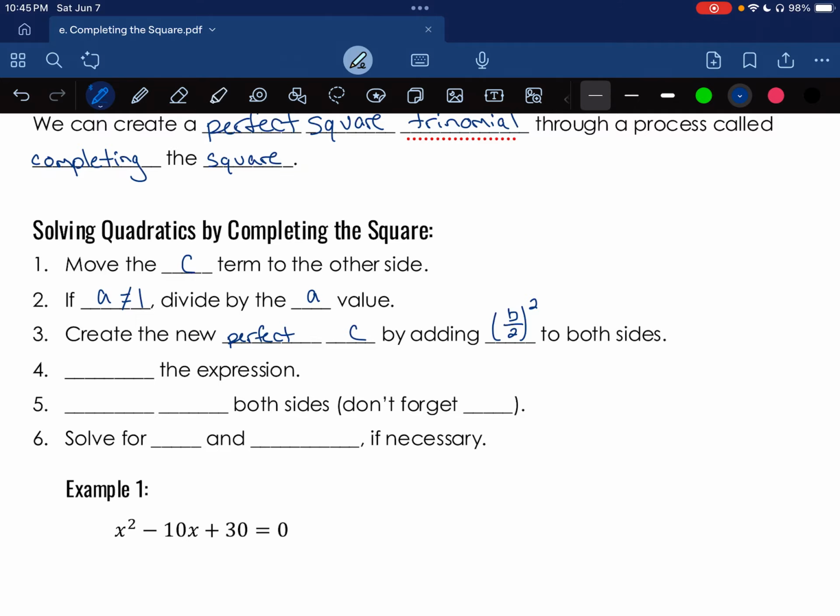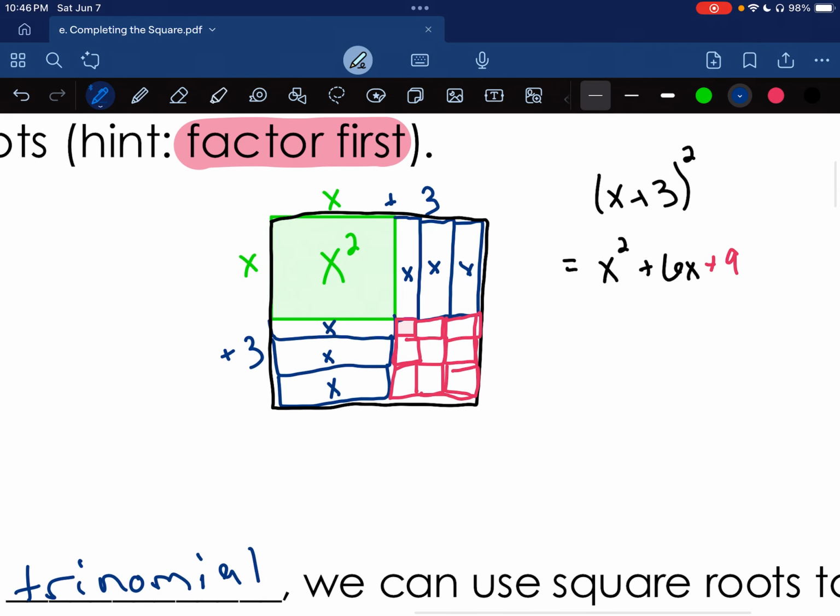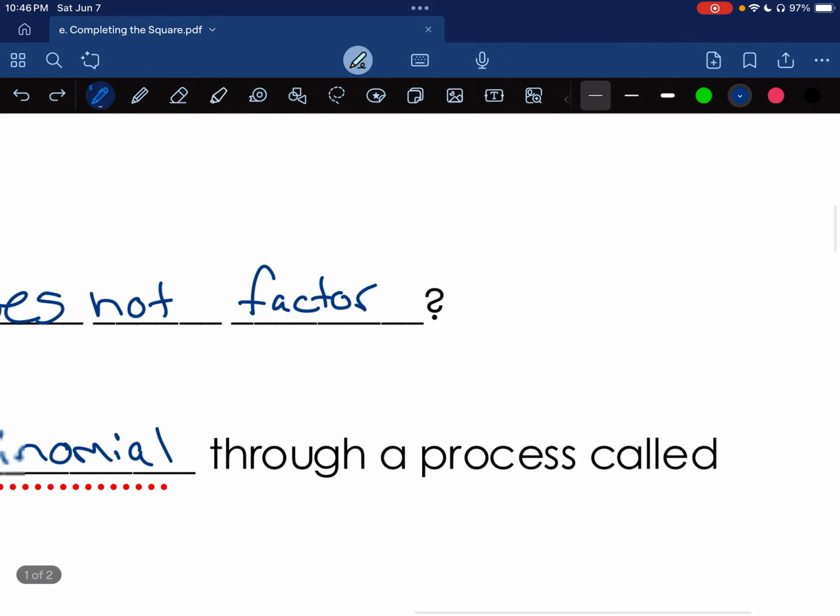If you want to go back and look at the visual, right, if I have 6 x tiles, notice how they're divided into 2 sections. One section across here and one section across here, right? That is the dividing by 2. And then it's squared, right, because we're looking at the area here. This is half of B, or 3 in this case, and this is half of B, or 3 in this case. So when we multiply those together, that's how we get the square.